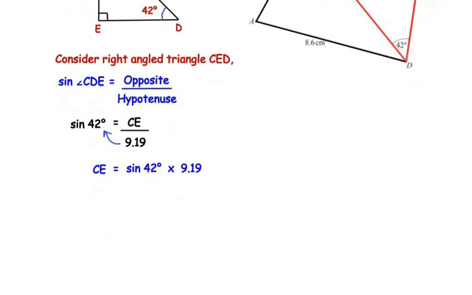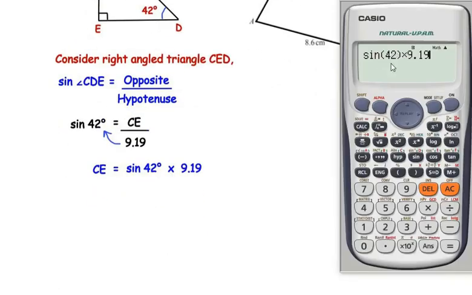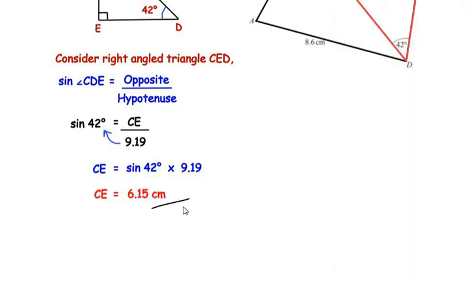So let us see what value this gives us. So this is going to give us the length of the shortest distance between the point C and the length BD as 6.149, or rounding it to 2 decimal places, we get it as 6.15 centimeter. So this is going to be our answer.